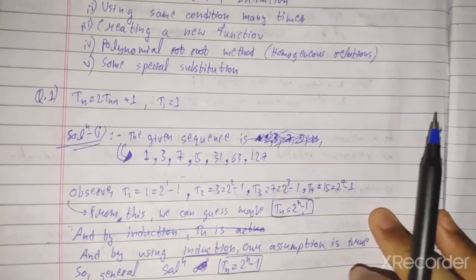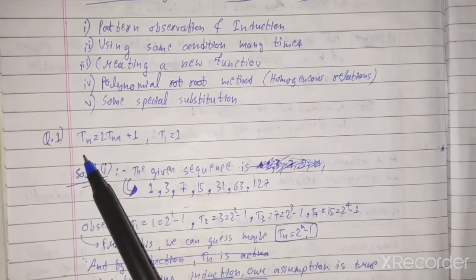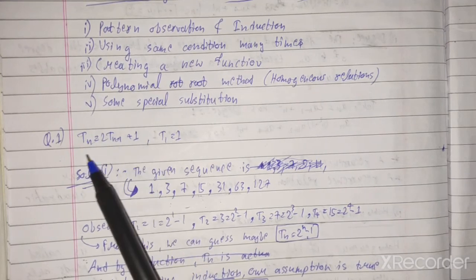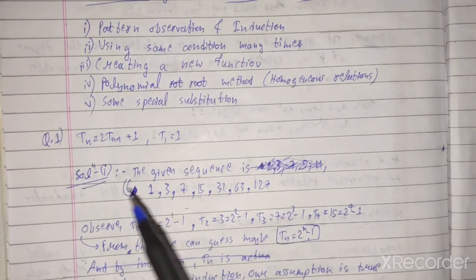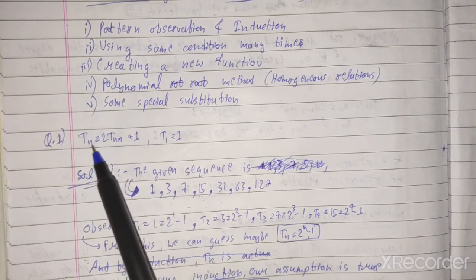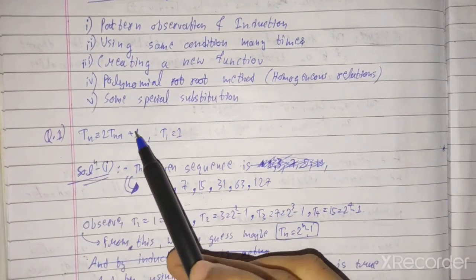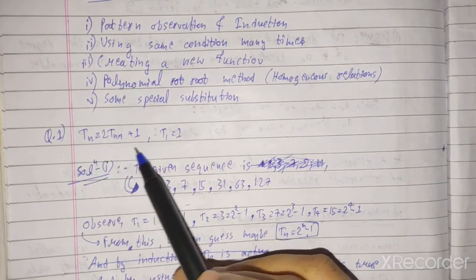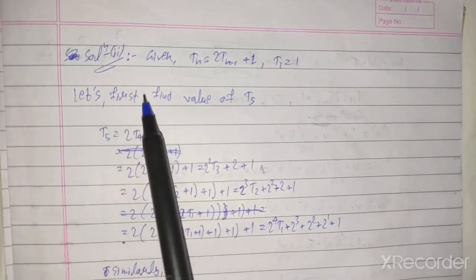Hence this was the first solution. This recurrence relation is the Tower of Hanoi relation, which has a certain name, the Tower of Hanoi problem. You can Google for further detail. This was the first solution on how to solve this recursion. Next we have the second solution.